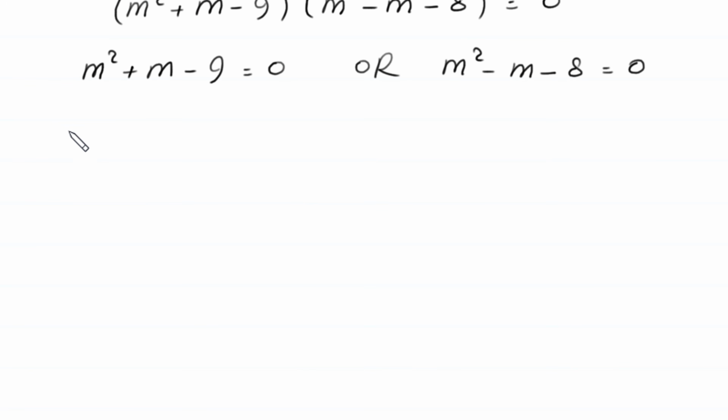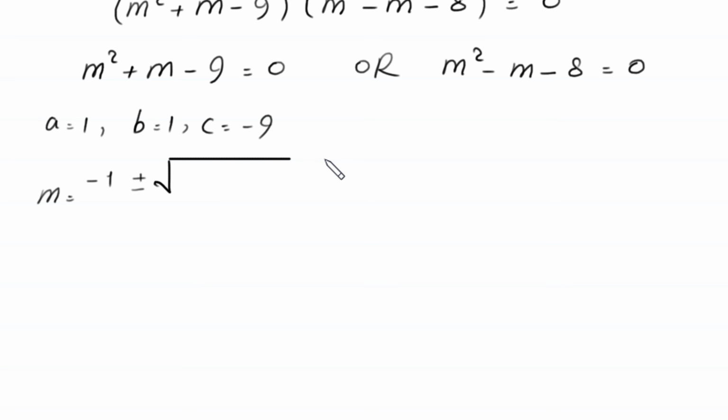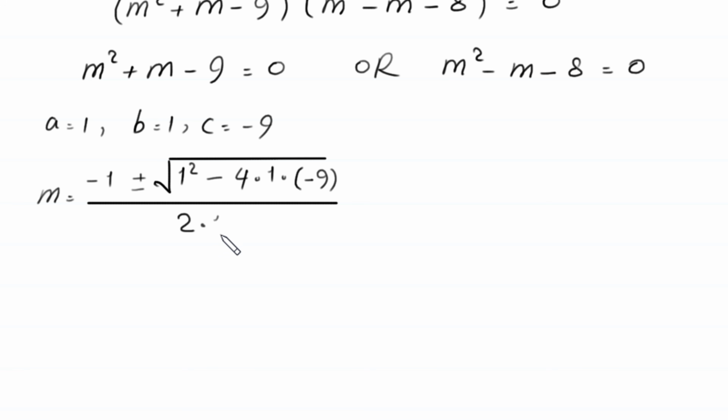From this quadratic equation we have a is equal to 1, b is equal to 1, and c is equal to negative 9. And according to the quadratic formula, m is equal to negative 1 plus minus square root of, in place of b squared we write 1 squared, minus 4 times, in place of a we write 1 times, in place of c we write negative 9, divided by 2 times, in place of a we write 1.